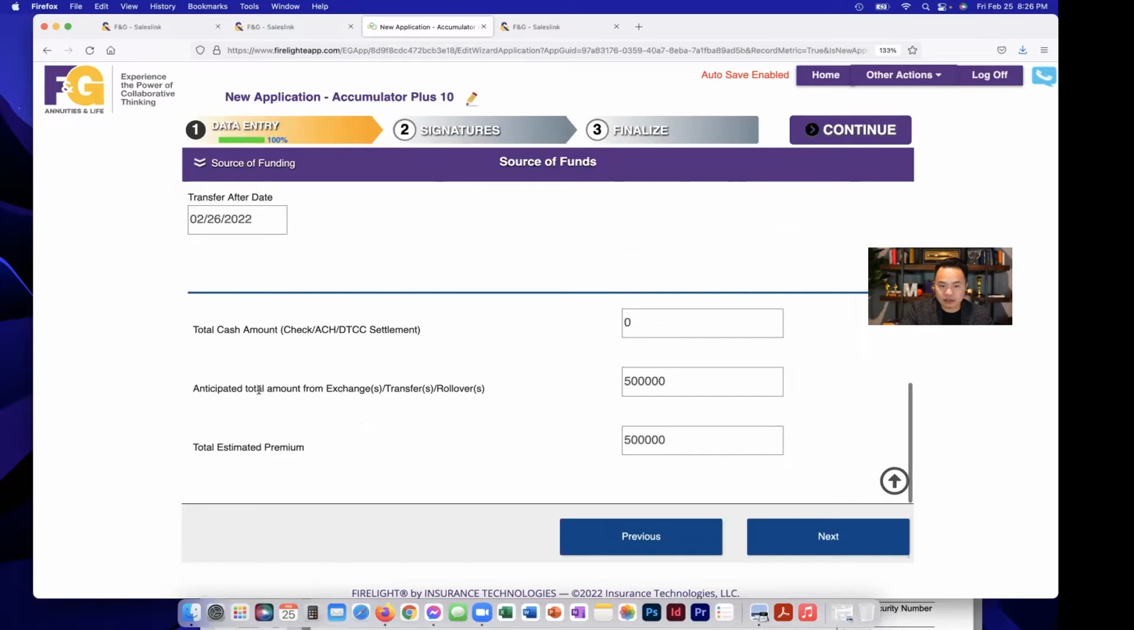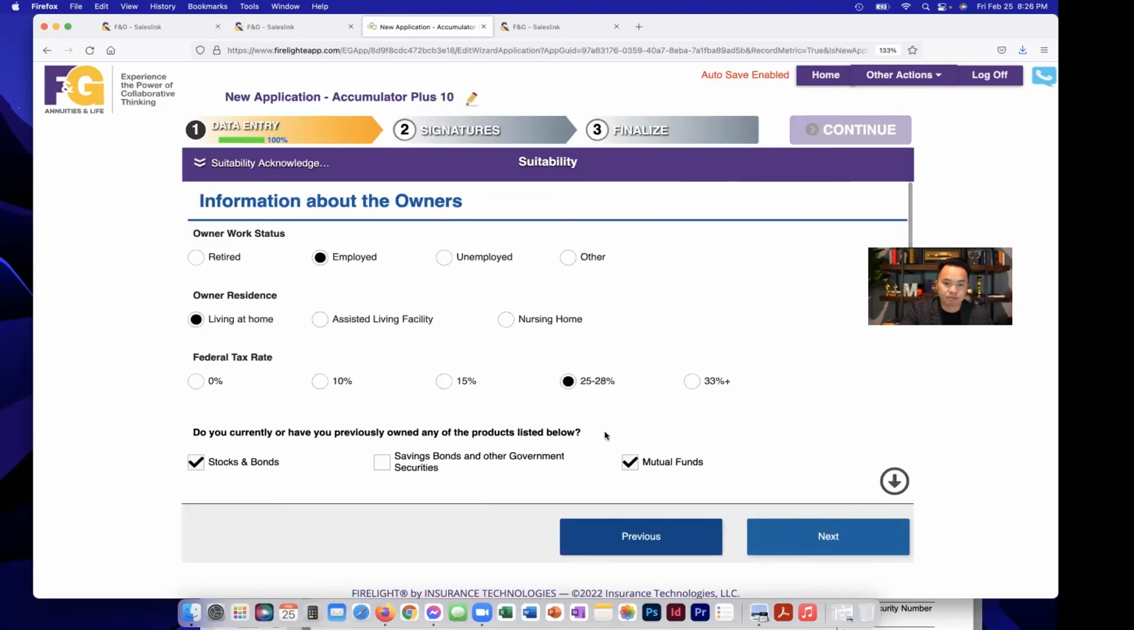Here is the anticipated cash amount: 0, because we're not doing cash. Anticipated amount then is 500,000. That's why the total is 500,000. This person is still employed at 62. I'm sorry, he's living at home, and his federal tax rate is 25 to 28%. Do not put 0. Some people put a 0 tax rate, and it comes back to them again.